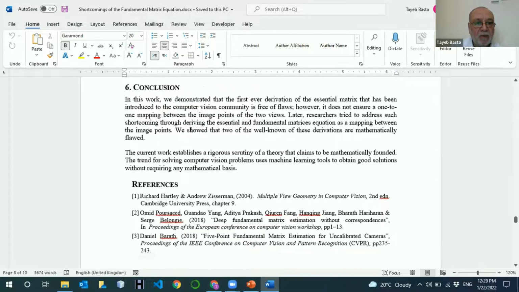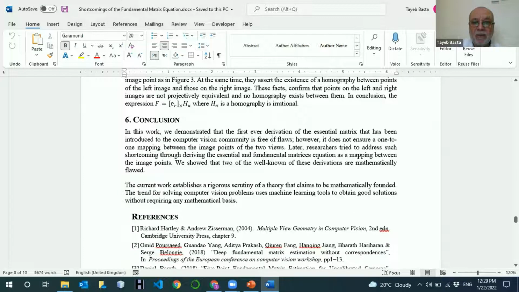And finally, I conclude the work. We demonstrated that the first ever derivation of the essential matrix that was introduced to computer vision is free of flaws. However, it does not ensure a one-to-one mapping between the image points of the two views. As I said, you give one point on the left, and because it is just a single equation of two variables, you can get many solutions. So it fails to ensure a one-to-one mapping between the left points and the right points.